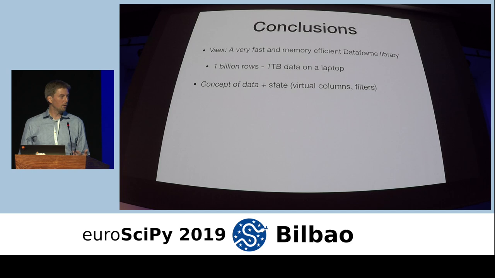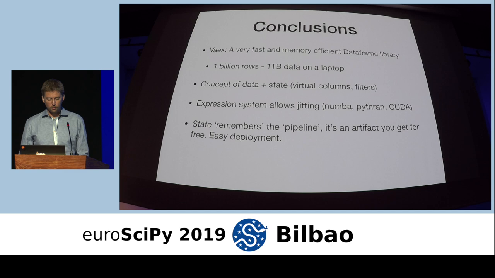Because everything is an expression, we can after the fact do just-in-time compilation using Numba or Python, or even execute it on the GPU. And because we have this state, it remembers the pipeline. So the pipeline in Vaex is actually an artifact. You get it for free and it's really easy to deploy. You just put it to a JSON, upload it to a machine. And something I didn't talk about well, but we demonstrate S3 support, and I didn't have time to go into the remote data frames, where a data frame actually sits on a server.